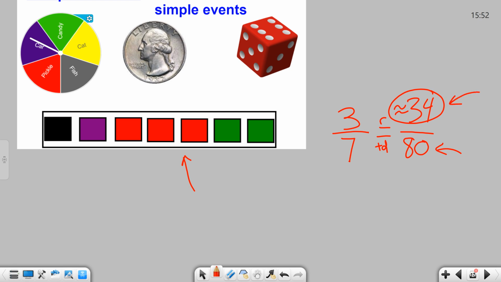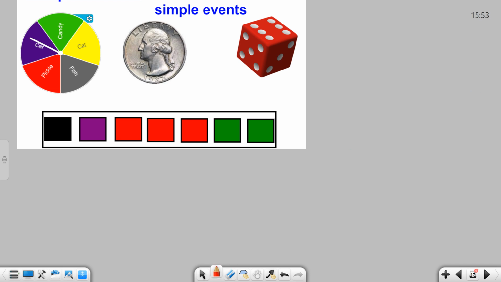What we're expecting is to get about 34 reds. Would I be surprised if it was 32? No. Would I be surprised if it was 37? No. Okay? The more times I do it, though, the more likely I'm going to be pretty close to that number. So if I drew 800 times, I wouldn't be a long ways off from 340. Okay? So let's try that again.